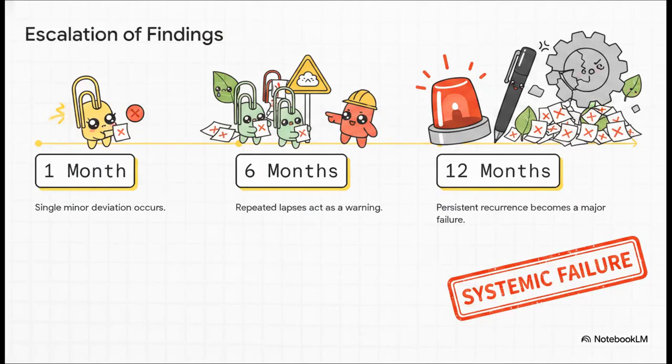Now, here's where it gets interesting. What starts as a single minor deviation in month 1 can actually escalate into a major nonconformance by month 12 if it just keeps happening. Why? Well, because a persistent recurrence means the organization's corrective action system itself is broken. If an auditor keeps finding the exact same minor paperwork error year after year, it's no longer just a typo, right? It's a complete systemic failure of management to fix known problems.